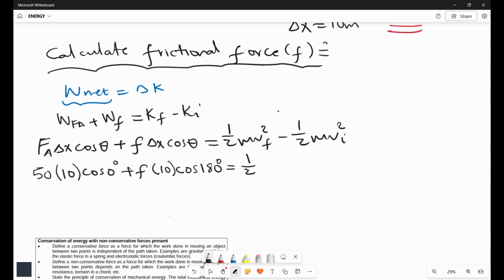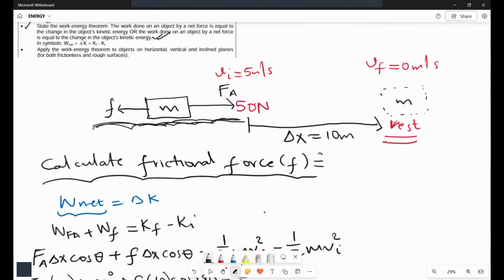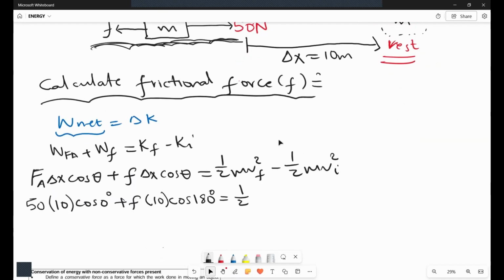Then half, I don't think I gave a mass to that object. Let's say it has a mass of 2 kg. Let's substitute 2. My final velocity is 0. Why? Because it came to rest. I get minus half times 2, and my initial velocity is 5 squared. Then I have 5 multiplied by 10, it is 50.